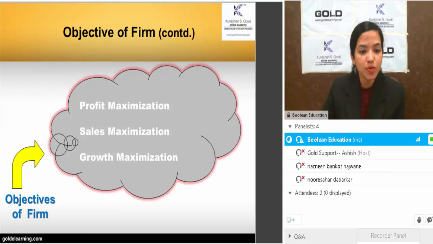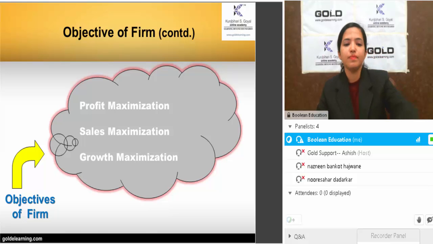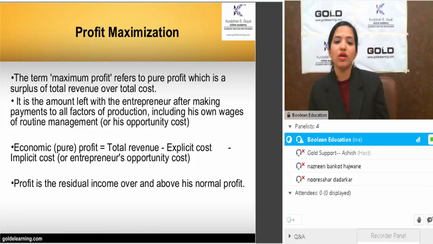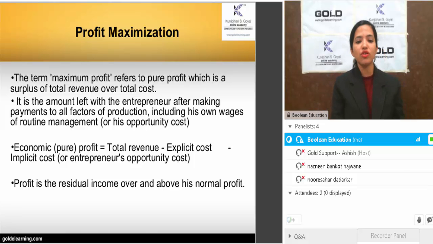Now what three objectives you are going to study in this particular chapter will be profit maximization as first objective, sales maximization the second objective, and growth maximization is the third objective, right? First we will start with profit maximization. The term maximum profit refers to pure profit, which is a surplus of total revenue over total cost. So when we say maximum profit, what does it mean? It is the difference between total revenue and total cost, right?